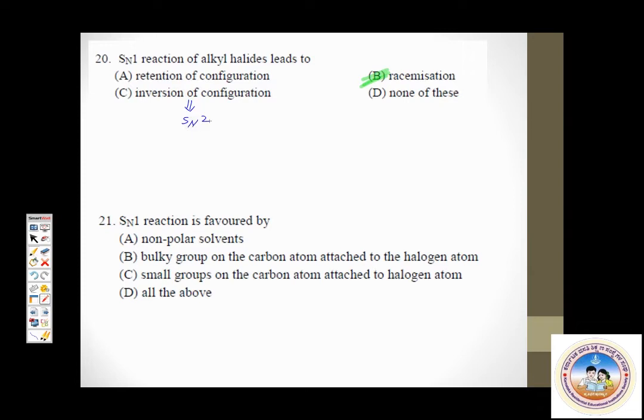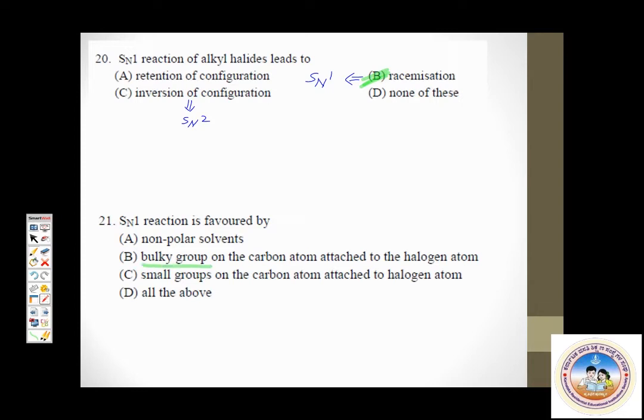SN1 reaction is favored by which are the factors which favor SN1? Non-polar solvent? No. SN1 reaction is favored by polar protic. So A is ruled out. Bulky group present on the carbon atom attached to halogen? Yes, this is the correct answer, because you know order of reactivity for SN1 is tertiary greater than secondary greater than primary.